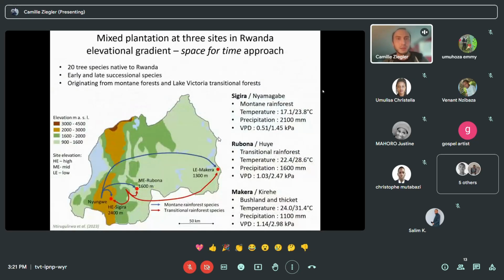So the project consists of mixed plantations of trees at 3 sites in Rwanda along an elevation gradient. We call this a space for time approach, and I'll explain a bit more after. We have 20 tree species native to Rwanda. Some are early successional, some are late successional, and half of them originate from mountain forests, close to Nyungwe Forest. And half of them originate from Lake Victoria transitional forest at a bit lower altitude. All these species were planted at 3 sites, one in Sigira, close to Nyungwe, which is at 2,400 meters elevation, the high elevation site.